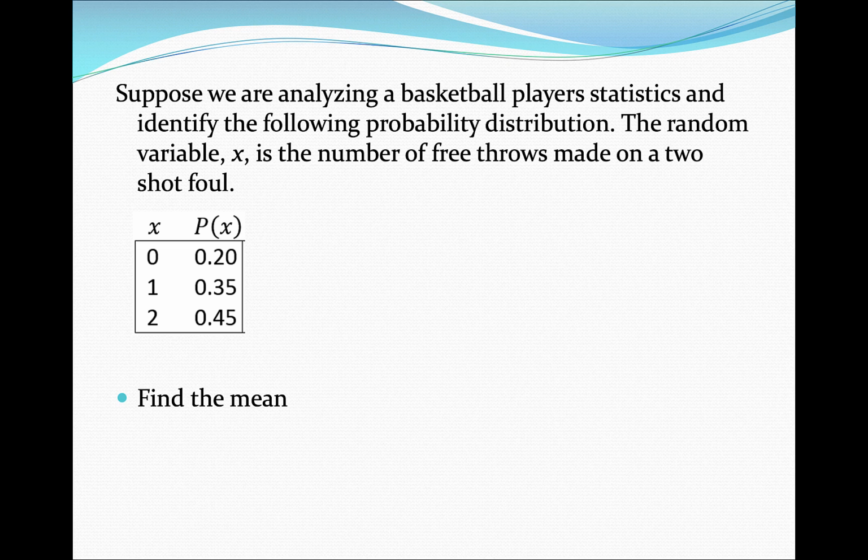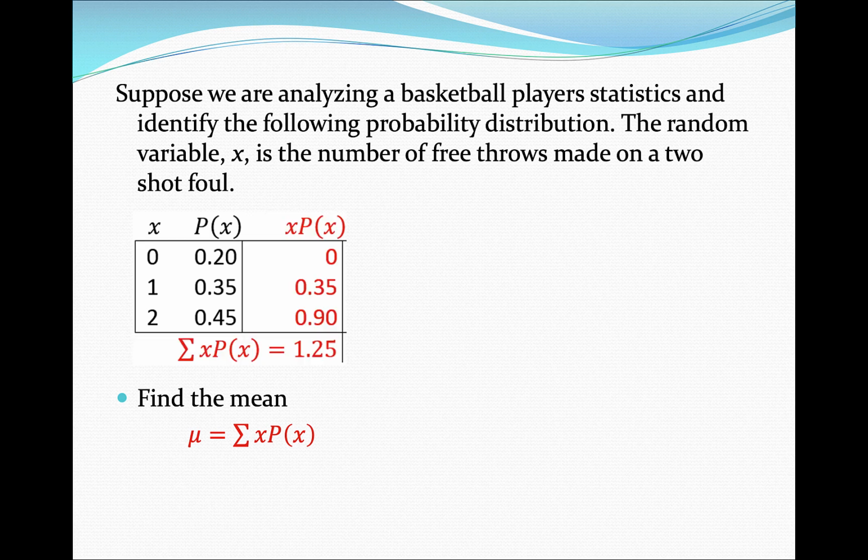Okay, so to calculate the mean, we already looked at this formula. We're going to take the sum of x times p of x. So in order to do this, let's use our order of operations. We need to first multiply x times p of x, and then we're going to sum those. This is not all that different than what we did with sums a couple sections back. The way you do this is you just create columns for what you need. So we need x times p of x, so let's create a column that is x times p of x.